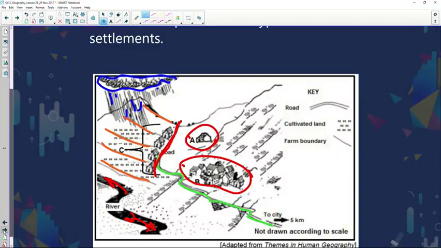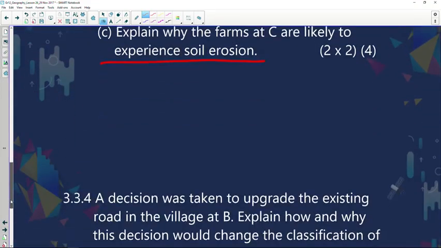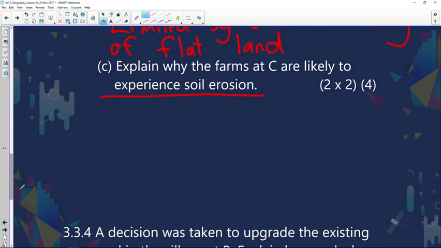Okay, and if they practice monoculture, planting the same crop over and over, it means the soil is going to lose its nutrients. So it makes it even easier for soil erosion to take place. So let's quickly go and answer that question over there. Explain why the farms at C are likely to experience soil erosion. And I've mentioned farming is practiced on a steep slope.